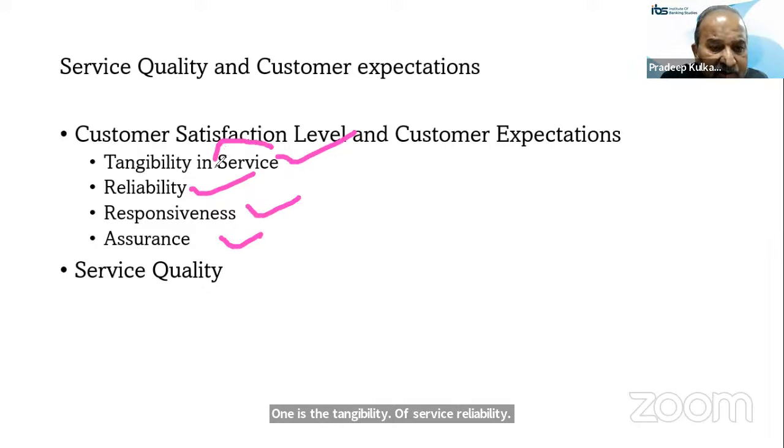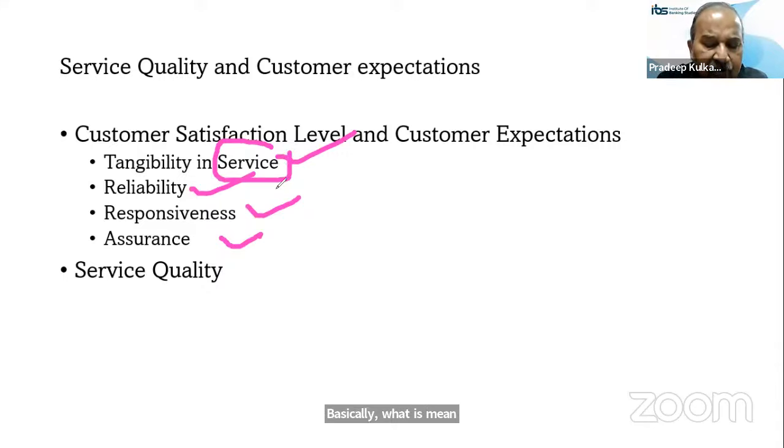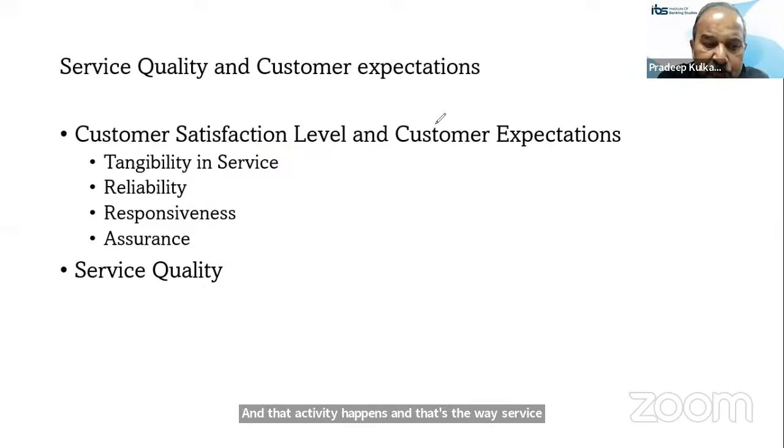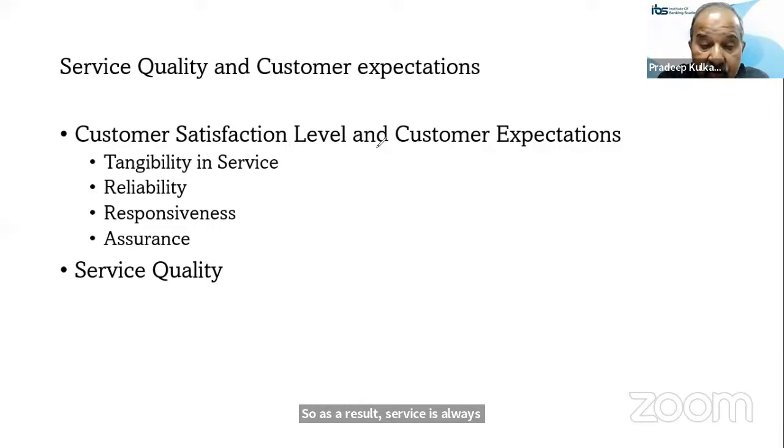See, basically service is intangible. Basically, what does it mean by service? Service is that particular activity which you do when your customer is in presence. Am I right? And that activity happens and that's the way service gets completed. Ownership of service is never passed to the client. So as a result, service is always intangible. But as a banker, we can create that moment of truth and make that service a tangible one.